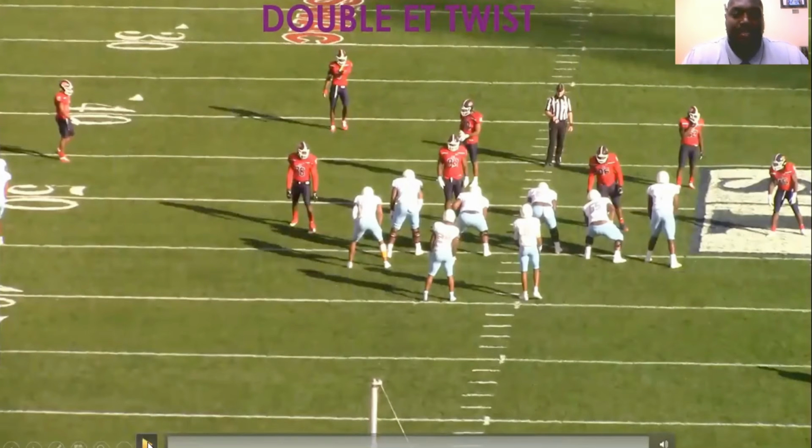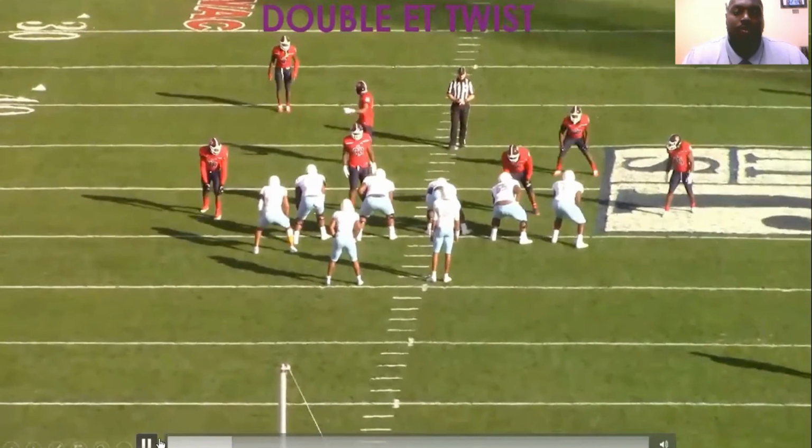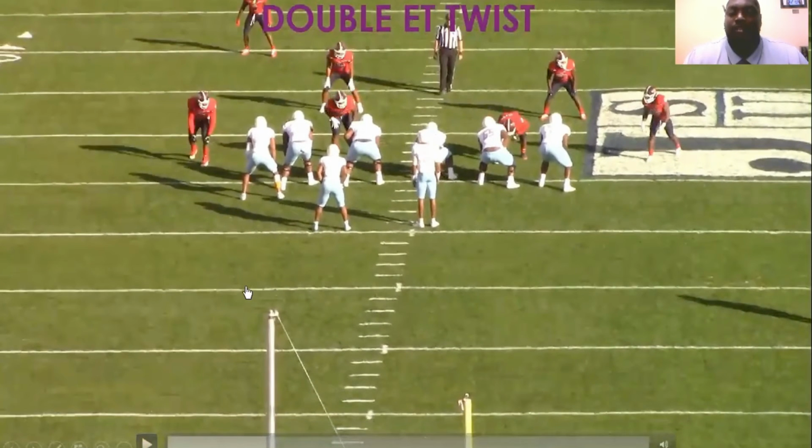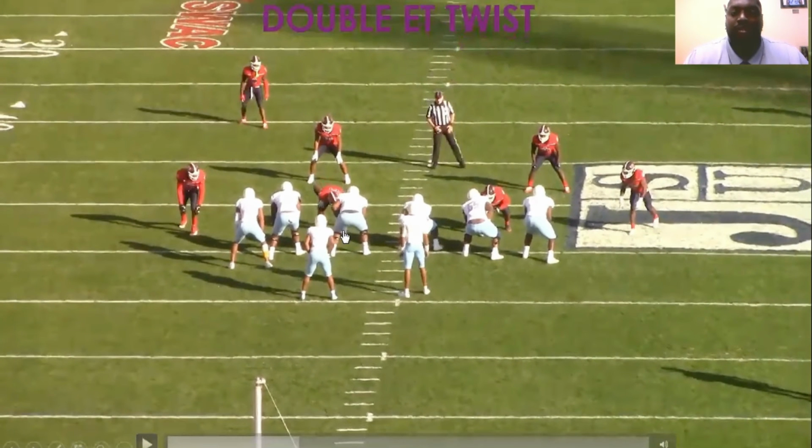This is against Jackson State. You're going to see a double ET. All right. So we talked about indicators. What are some indicators I'm getting here that there's going to be a twist game coming? All right. First thing I see two threes. So I know something is not right. We told these guys all week, if we see two threes, then expect some sort of twist game. So this particular twist, we get double ETs.